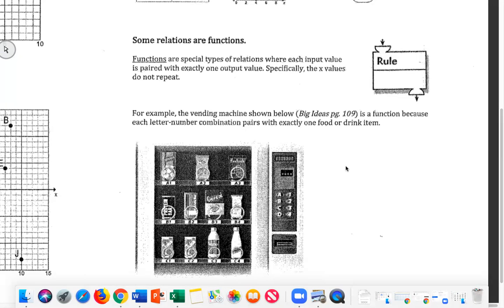So we have a vending machine here at Pencrest High School. It's down by the gym, and it's got carrot sticks in it. It's got pirate booty.